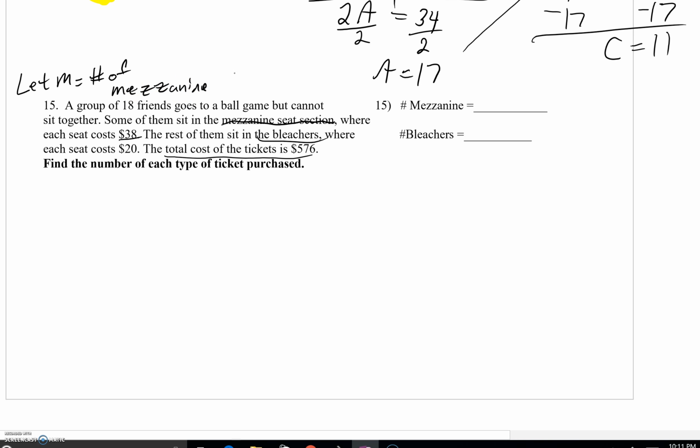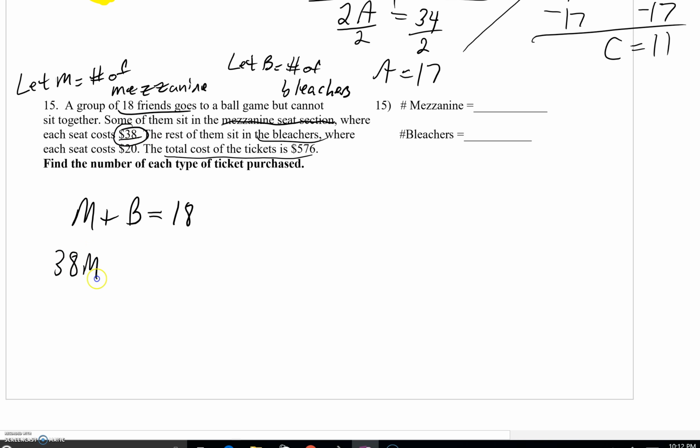And of course, we could let B be the number of bleacher seats. And of course, we're implying people sitting in these seats, really. So that's where the 18 friends come into play. M plus B. Add up all the mezzanine seats, all the bleacher seats. You get 18. That's your quantity equation. But each mezzanine seat, talking about money, now we're going to deal with the cost. $38 for each one of those. Each bleacher is $20. And all together we'll get $576 total.